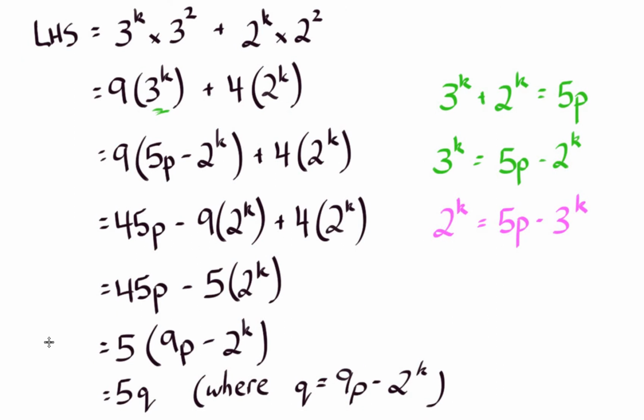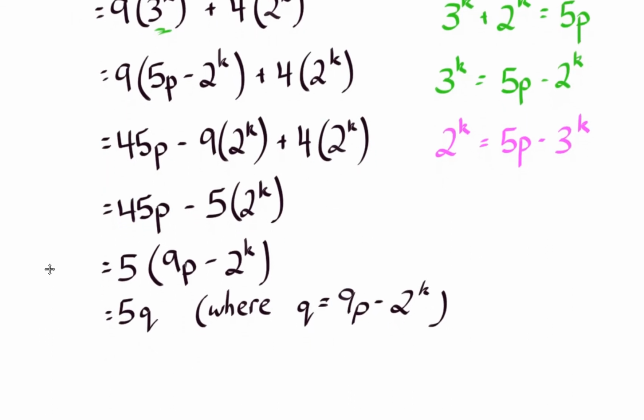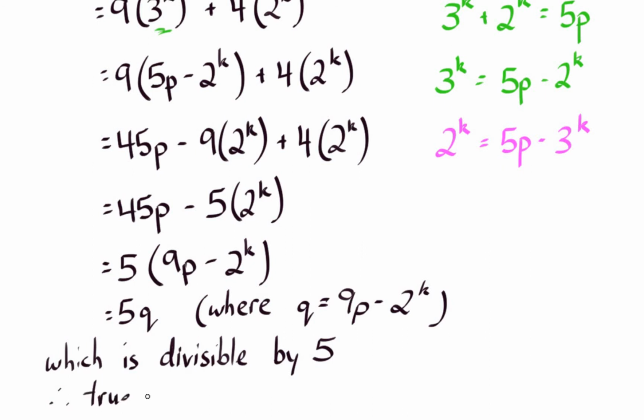So back to the question itself, we would finish off with a little statement just saying that this is divisible by 5, or you could say that it's equal to the right hand side for what we were required to prove, and therefore it's true for n equals k plus 2. And once again, we'll finish off with an overall conclusion about the process of mathematical induction.